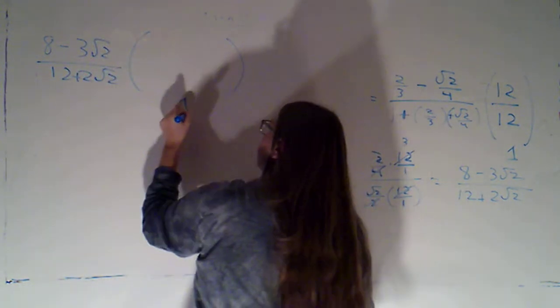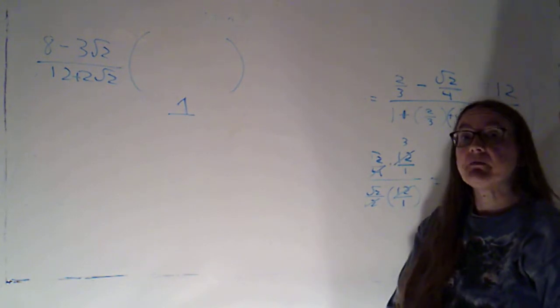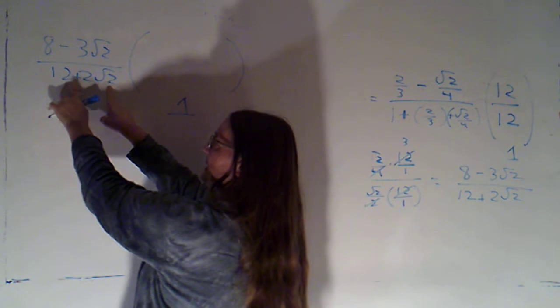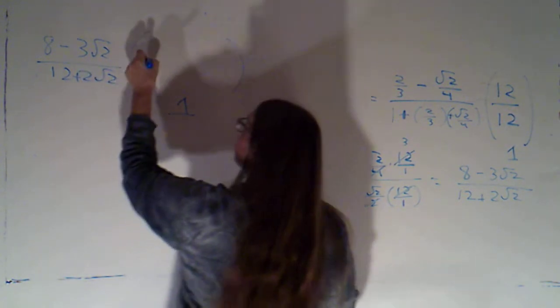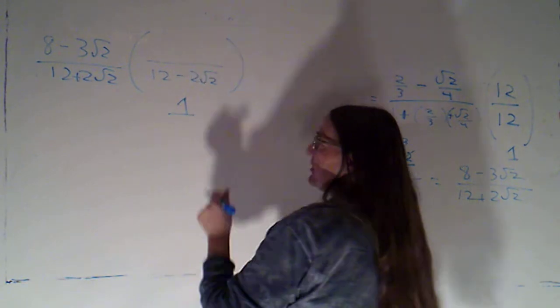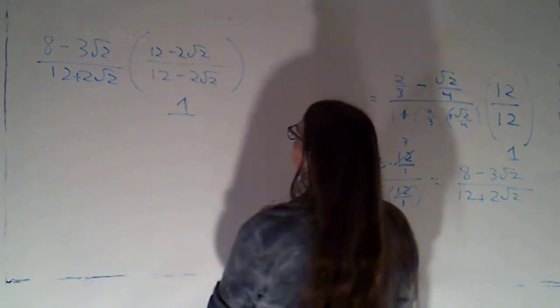The way you clear the denominator, or clear the radicals out of the denominator, is to multiply by 1. The trick is when there are two terms, keep the same terms, connect them with the opposite sign. Remember, we call that the conjugate of 12 plus 2 root 2. So it's 12 minus 2 root 2.